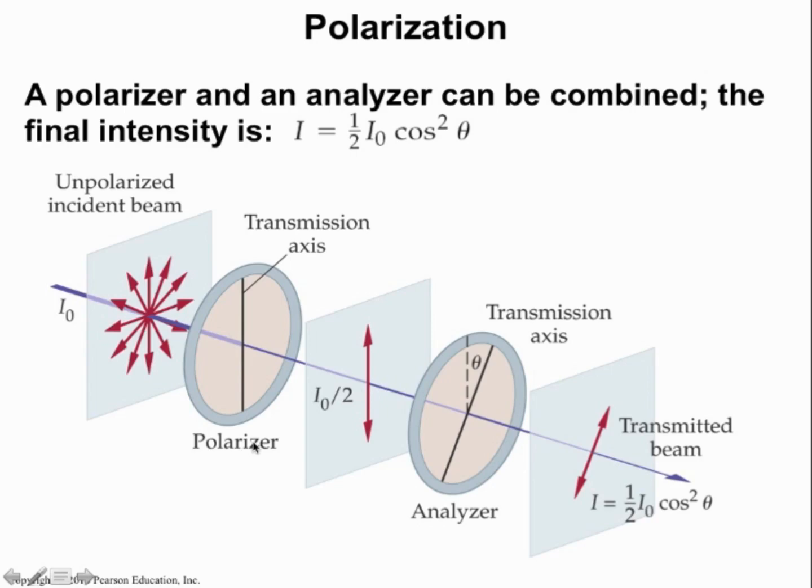Now, polarizer and analyzer are really the same thing. It's just that we usually give the term analyzer to the second or third in a series of polarizers. If we were to put 3 or 4 or 5 or 6 polarizers, analyzers, in a row, of course, we would be able to find the intensity of the eventual transmitted beam with Malus's law.